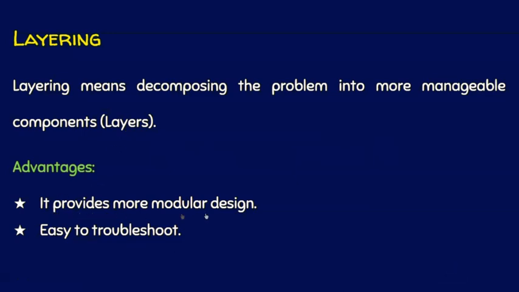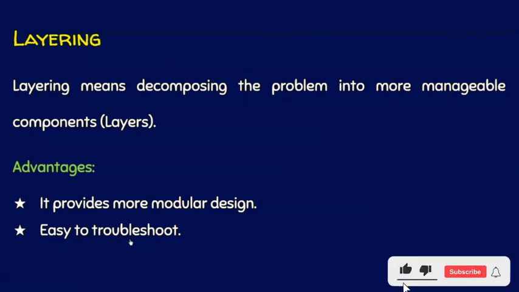It provides more modular design. In computer science, we know very well that modularity has its own advantages, where a big problem is broken into smaller problems and we are able to solve smaller problems effectively so that we can get the solution for the big problem. Likewise, in computer networking also, we are going to use such kind of modular design. And also, it is easy to troubleshoot. Suppose we have 5 layers and there is a problem in one layer, we need not go and check other layers. We can just focus on the layer which has encountered an error. So that's the power of layering. It provides more modular design and it is easy to troubleshoot.